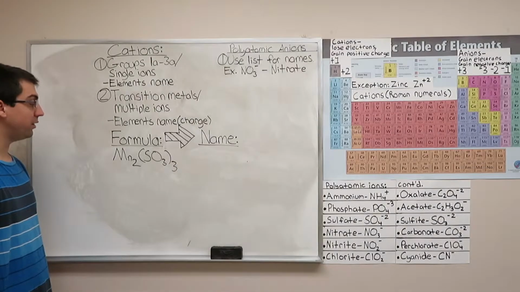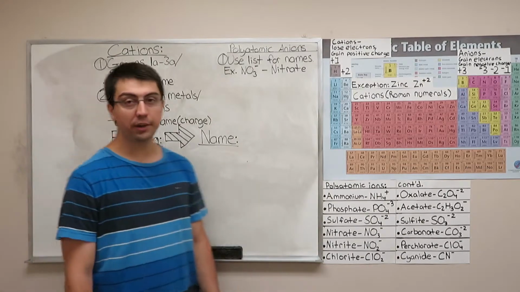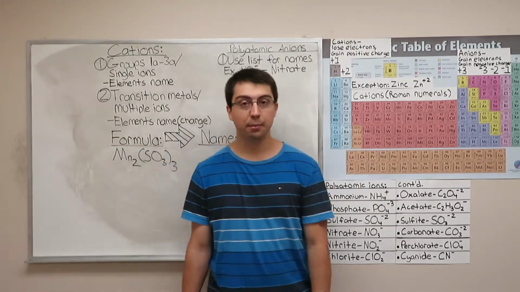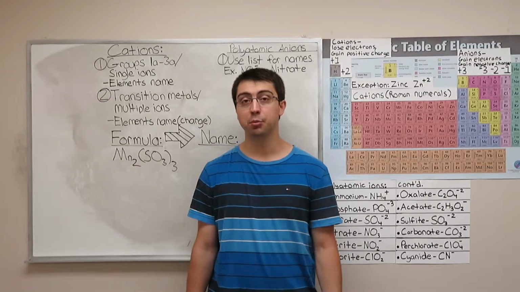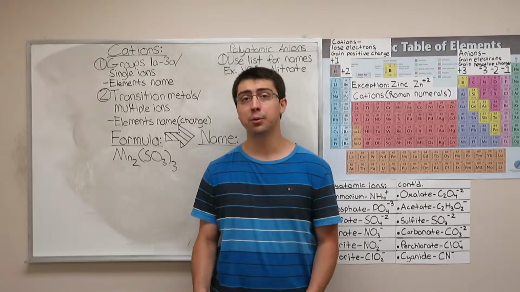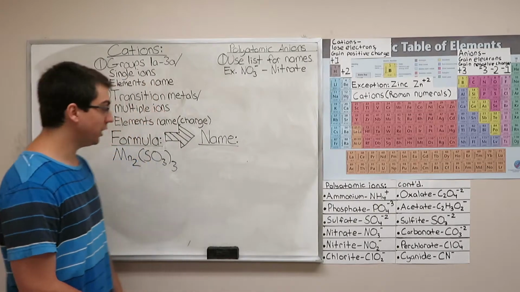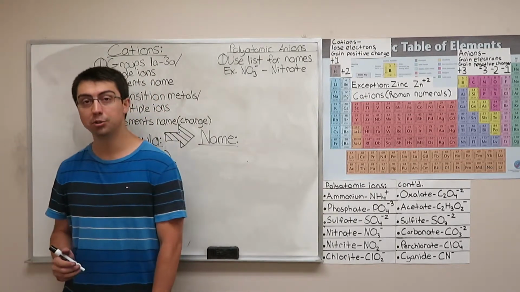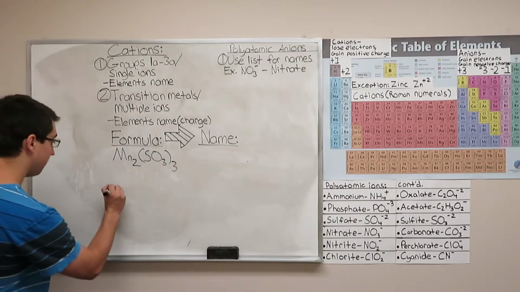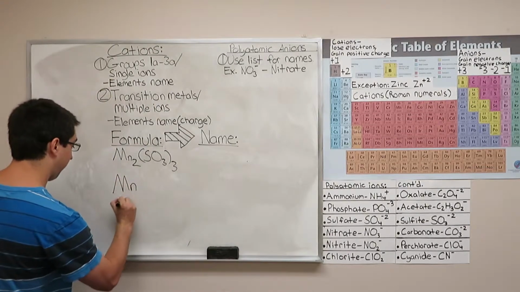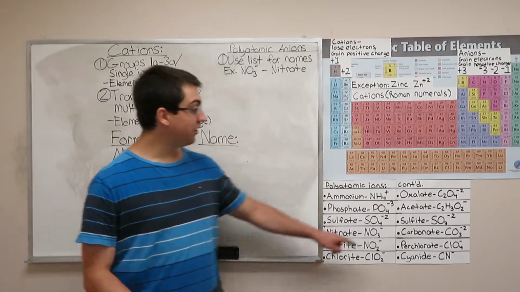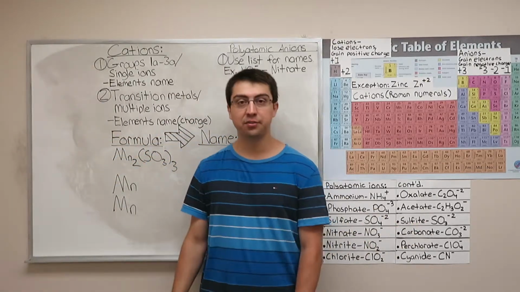Our formula is Mn2(SO3)3. First, we need to write down both of their names. We have Mn, that's manganese. Manganese is a transition metal and it has multiple ions, so we need to work backwards to find out its charge. If we look at the formula, this subscript 2 means that we have 2 manganese atoms, so I'm just going to write down its symbol twice. We have SO3. SO3 is sulfite and it carries a -2 charge.